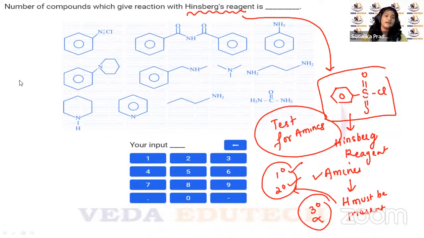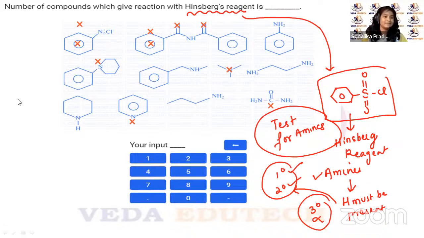So which of the following are not going to react here, children? Let us see. This one is a diazonium salt. It is not going to react. This is again not going to react. Why, children? Because these two groups are present here. Looking at this one, this is also not going to react because this is tertiary. Again, this is tertiary, so this is not going to react. Again, this is pyridine, this is not going to react. Then this one is your amide.